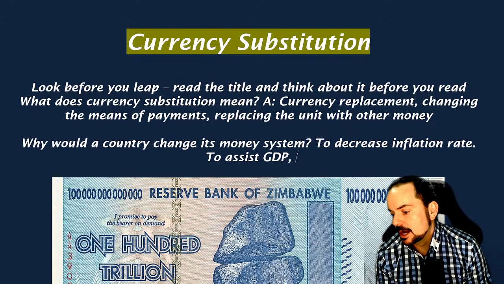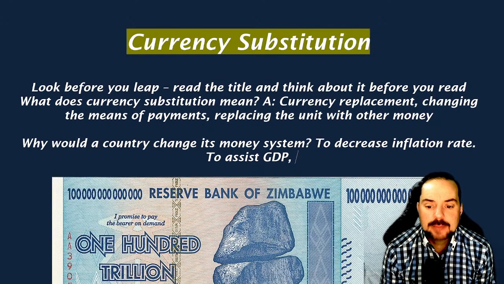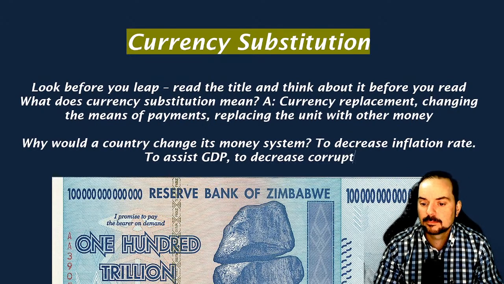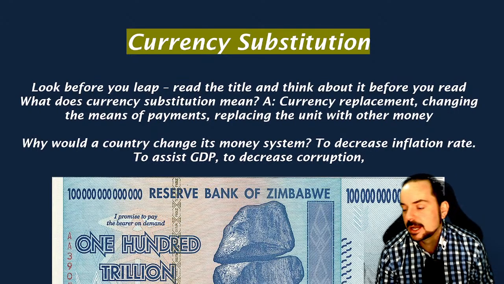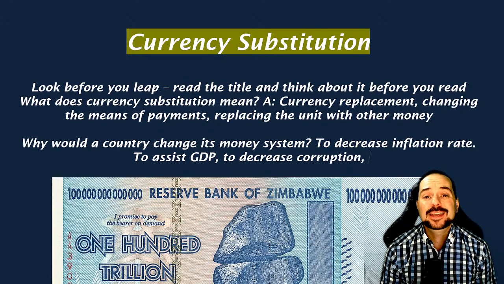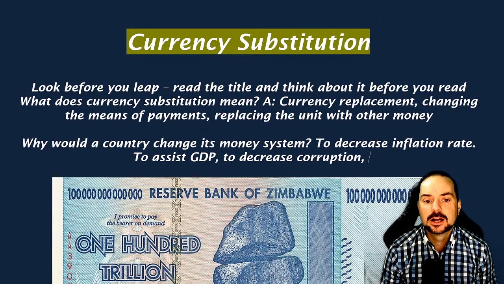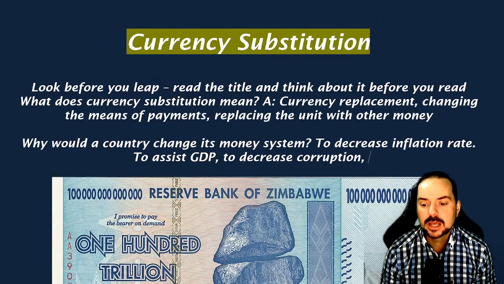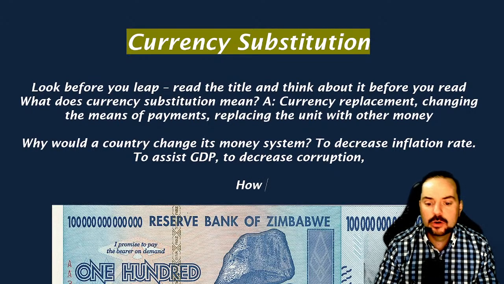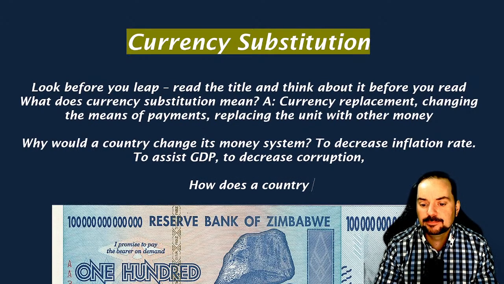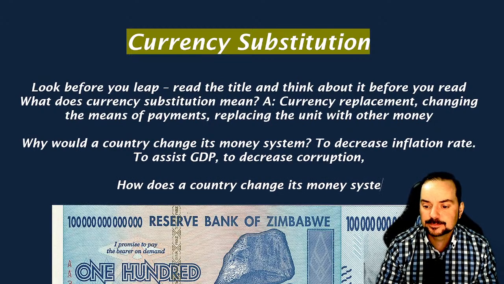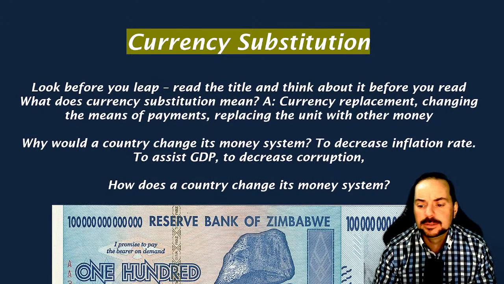Vishruti says maybe to decrease corruption. Okay, maybe. Quite possibly. Absolutely. Okay, so good. The most important point is you're thinking about it. So you're thinking about why a country changes its money. Okay. How? So how does a country change its money system? How does it do it?